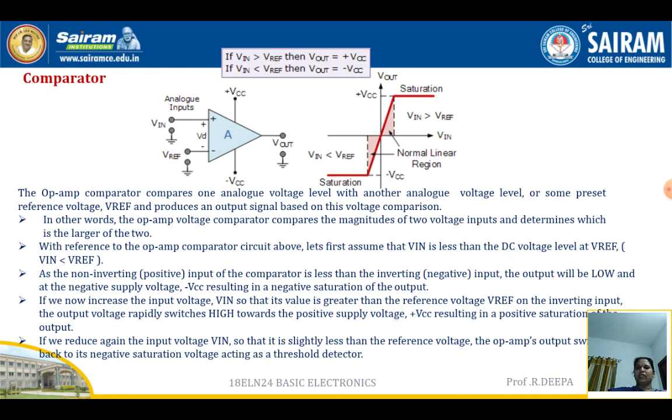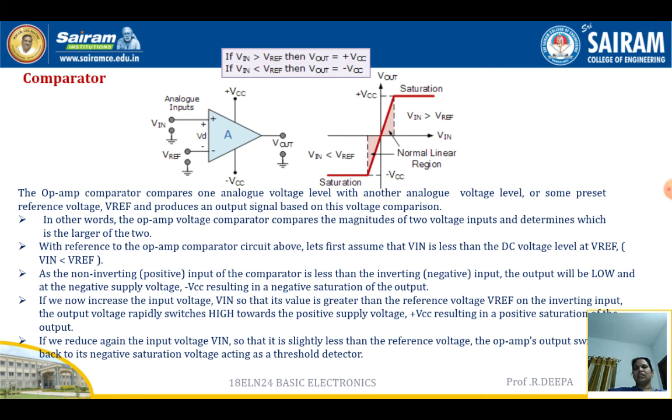If you again reduce the input voltage Vin so that it is slightly less than the reference voltage, the output voltage will swing back to the negative saturation voltage, which is acting as a threshold detector here. Thus we are able to compare an input voltage with a reference voltage. Hence it performs the operation of a comparator, and this V reference can be changed based on the application. I can conclude that this circuit acts as a comparator.